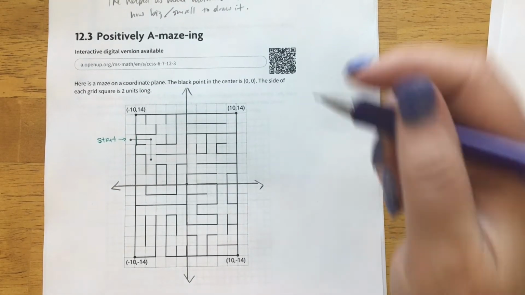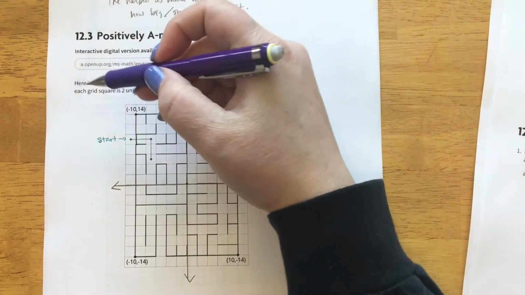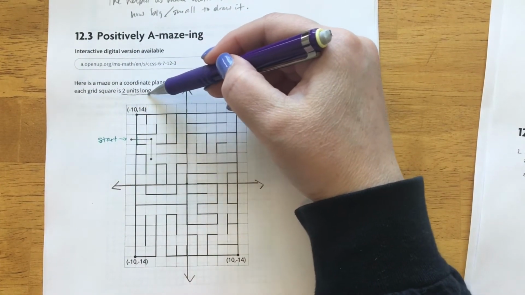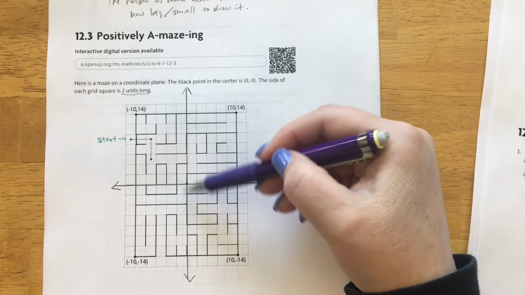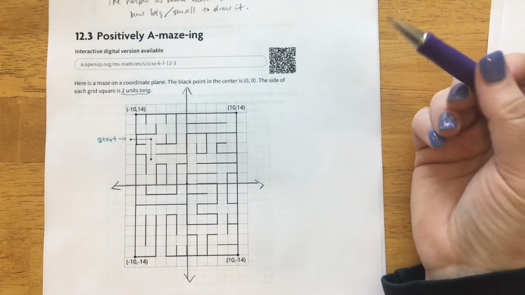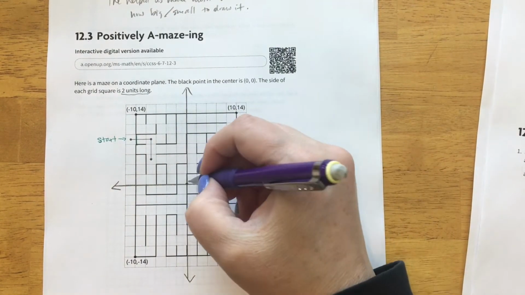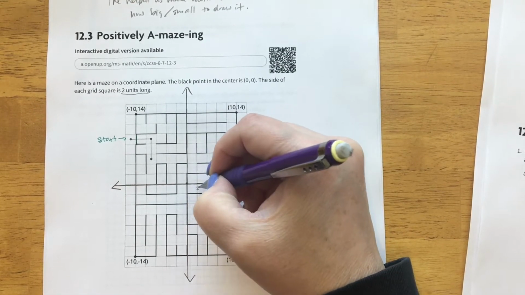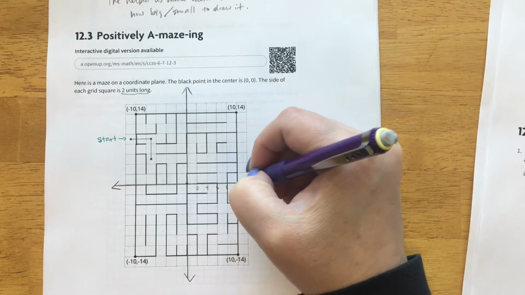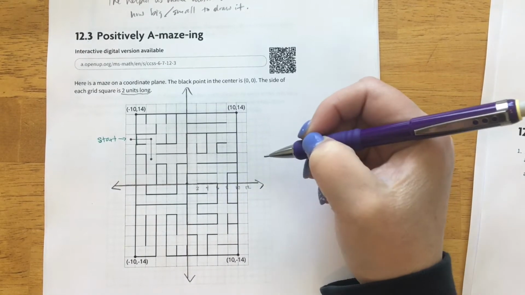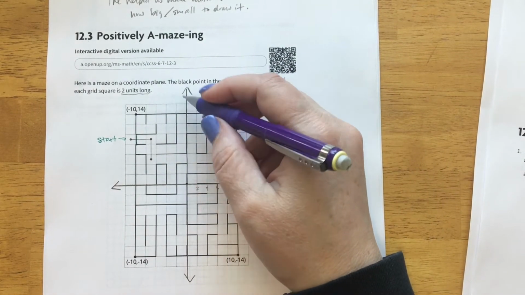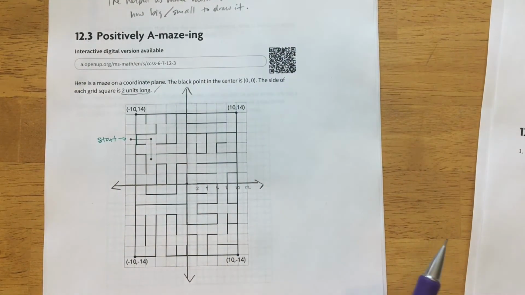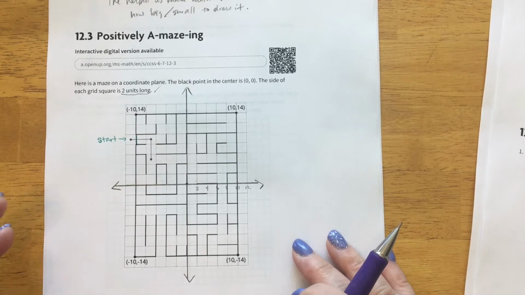Now, the next thing it says is the side of each grid square is 2 units long. So while they didn't label these axes because they didn't even have them drawn in, it's telling you that each grid is 2 units long. So this is 2, 4, 6, 8, 10, 12, right? Every single one of these counts by 2s. So that is super important to understand before we can answer these questions.